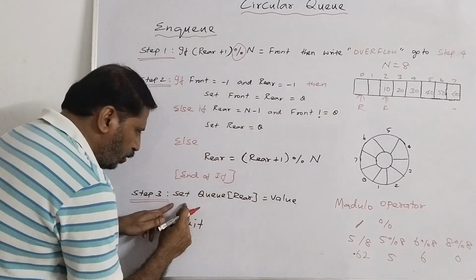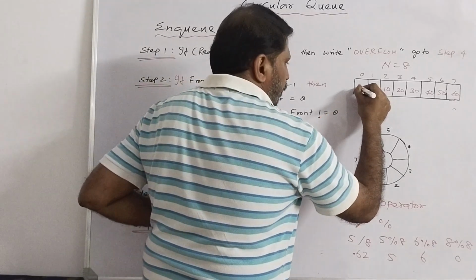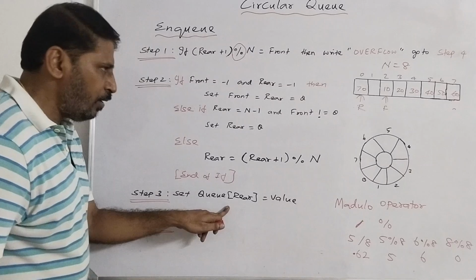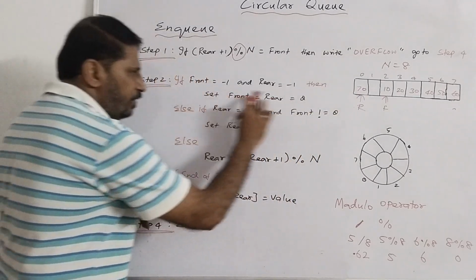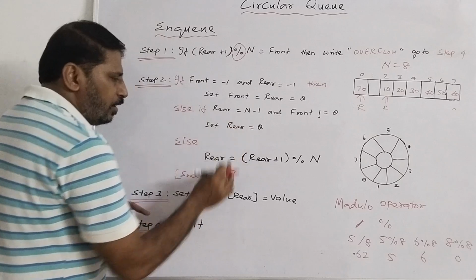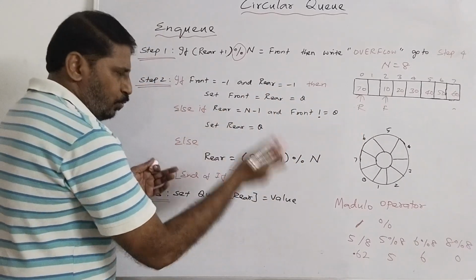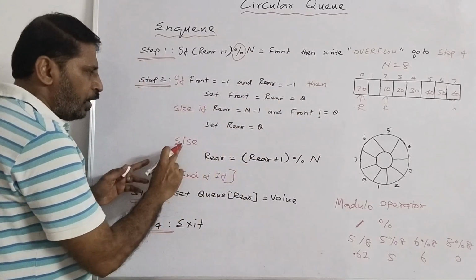Then the control comes out. Set Q of rear equal to value. What is the value? Value may be some value, and I am storing it here. So this is the second condition. If it satisfies the second condition, rear is moved to rear plus 1, and it comes to the 0th position.